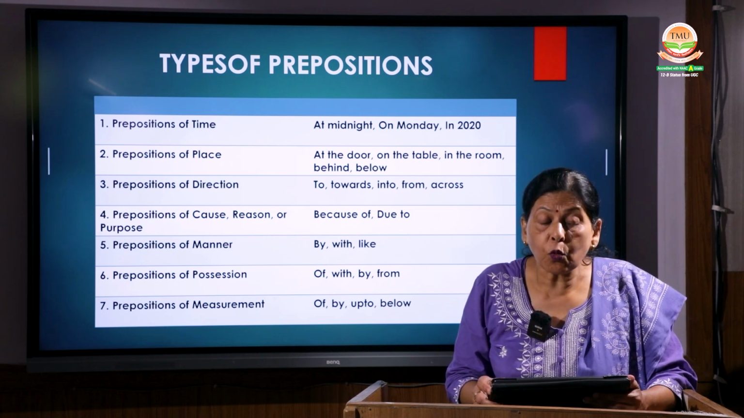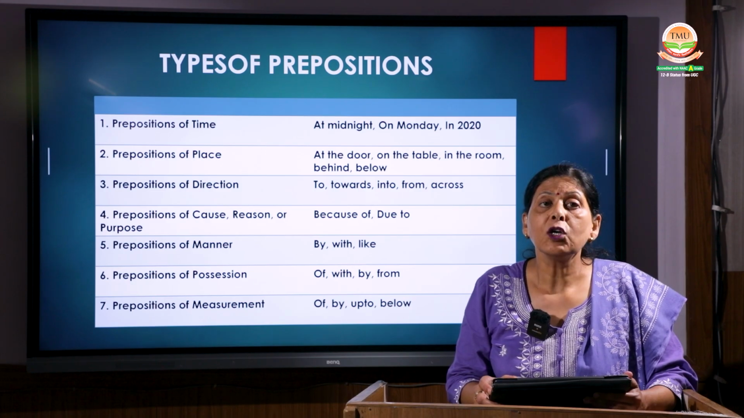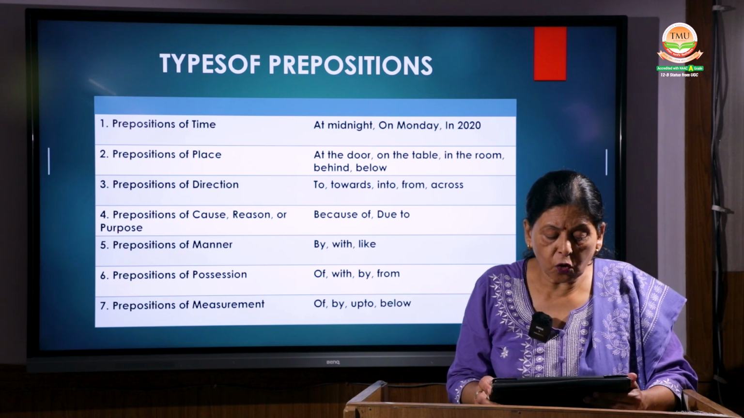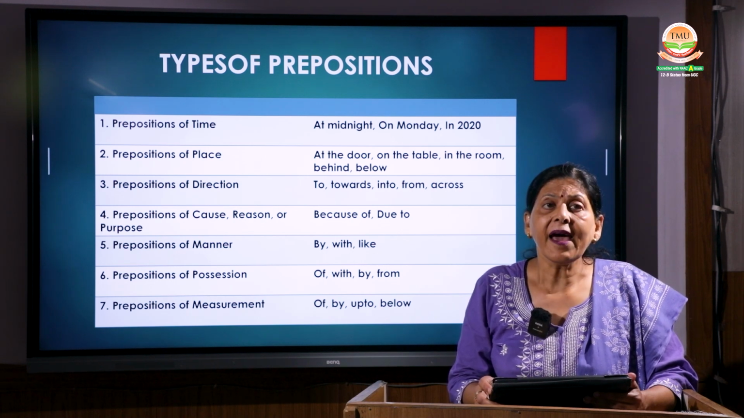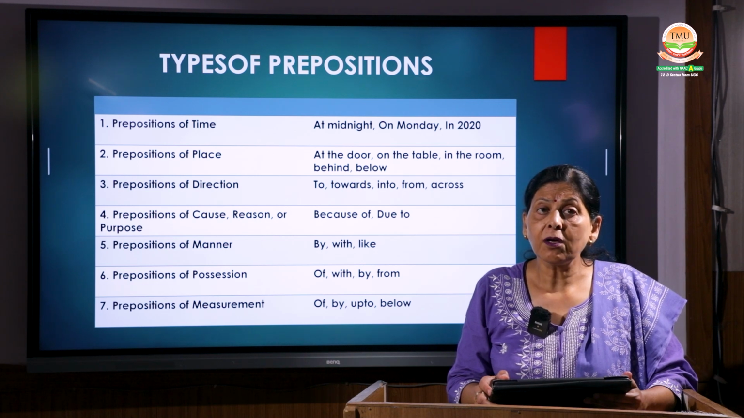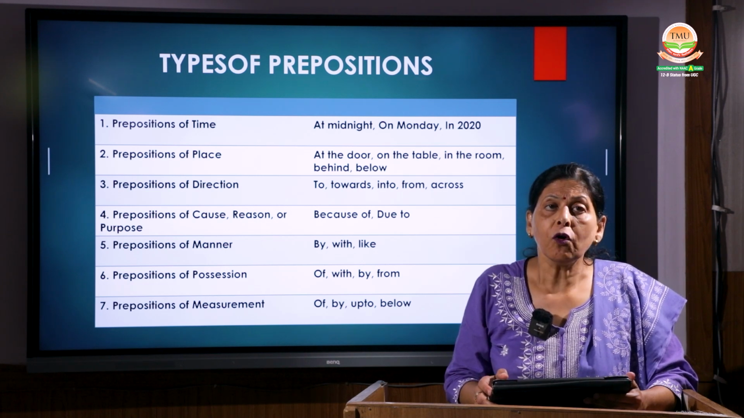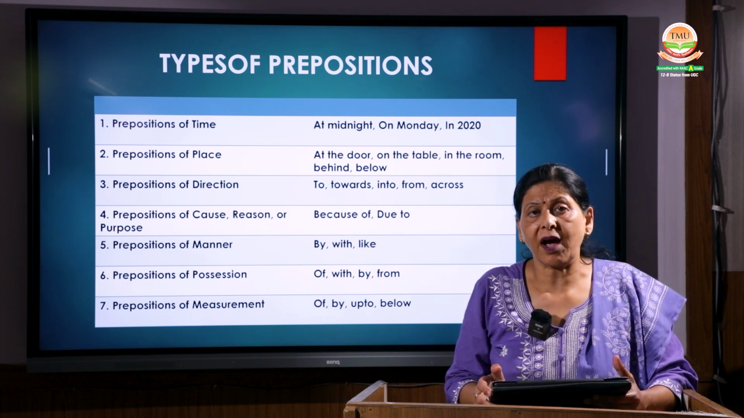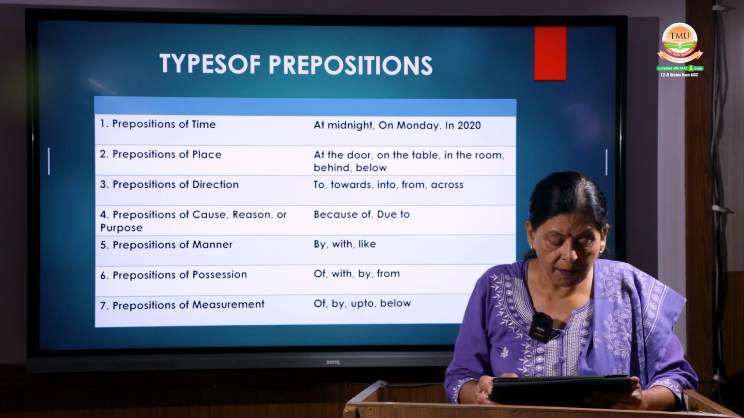Another one is towards. Towards also shows the direction. I am going towards the market. Where am I going? Towards the market. So my going and the market. What is it? I am going towards the market.